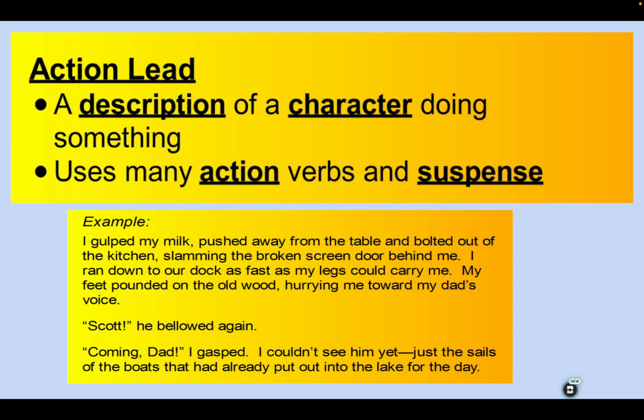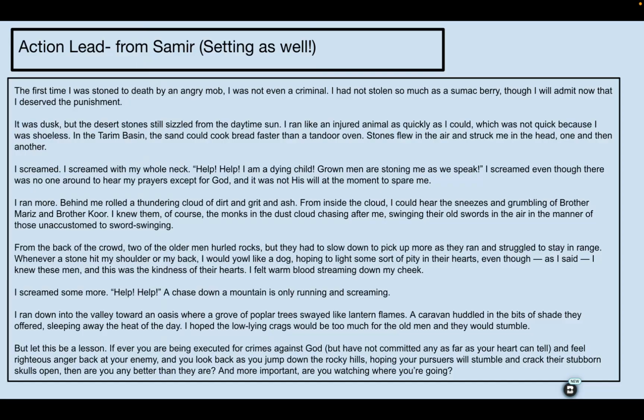When a character is doing something: I gulped my milk, pushed away from the table, and bolted out of the kitchen, slamming the broken screen door behind me. I ran down to our dock as fast as my legs could carry me. My feet pounded on the old wood, hurrying me toward my dad's voice. "Scott," he bellowed again. "Coming, Dad," I gasped. I couldn't see him yet, just the sails of the boats that I'd already put out into the lake for the day.